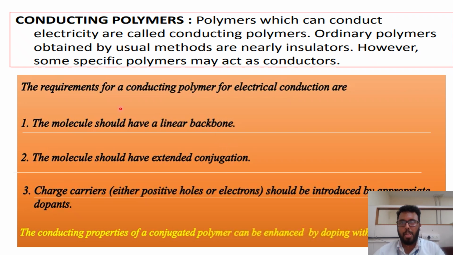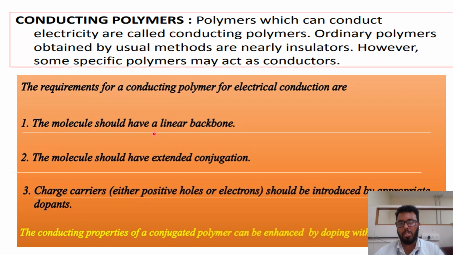Ordinary polymers obtained by usual methods are generally insulators. Whatever the polymers, addition, condensation polymers we discussed so far. However, there are some specific polymers which can conduct electricity. So what is the requirement for the conducting polymer to conduct electricity, or why do they undergo electrical conduction? The molecule should have a linear backbone. This is the first criteria. The second criteria is it should have extended conjugation.